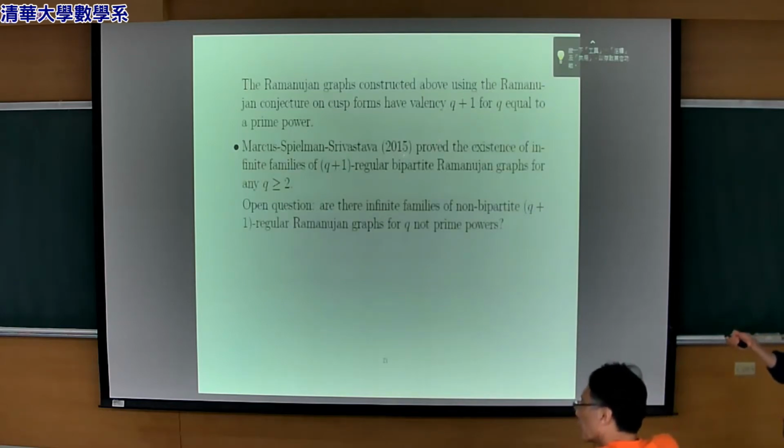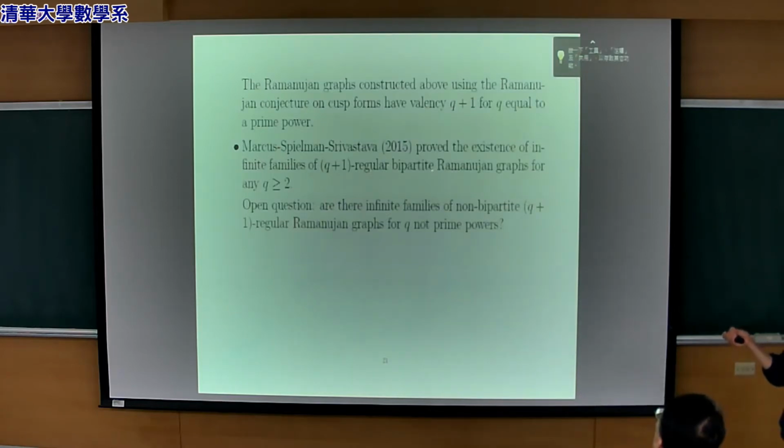Okay. So this was answered by computer scientists Marcus, Spielman and Srivastava in 2015. They proved the existence of infinite families of (q+1)-regular Ramanujan graphs, but they have to require their graphs to be bipartite, for any q. It doesn't have to be a prime power. So it's still an open question whether, if I cross out the word bipartite, there are infinitely many such families of Ramanujan graphs.